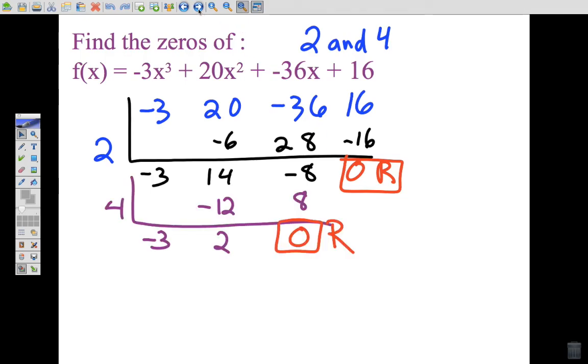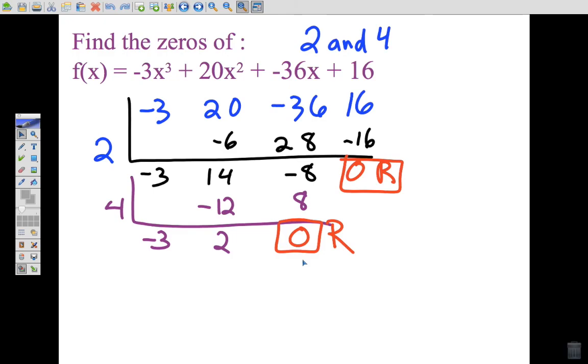Synthetic division one more time using the 4 with the answers you got from the previous problem. Pull the negative 3 down. Negative 3 times 4 is negative 12. Add down this column, 2. 2 times 4 is 8. And luckily again, we get another 0 for our remainder.